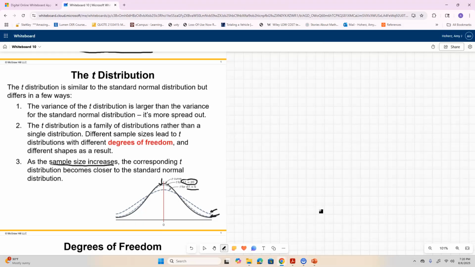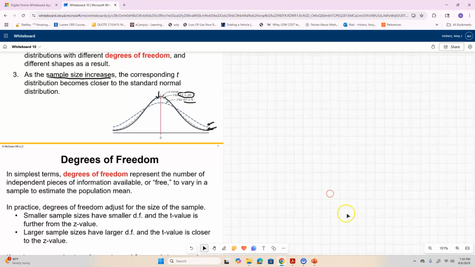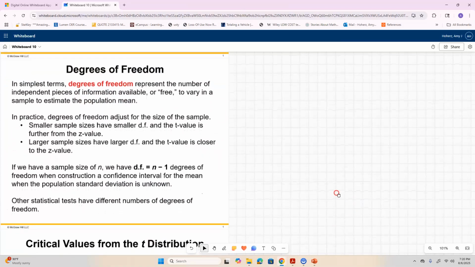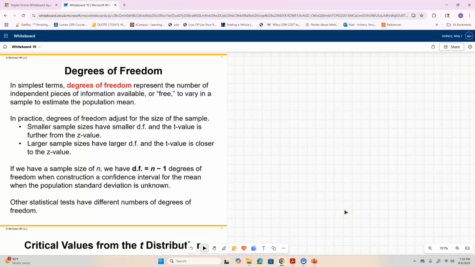So how do we use it? Well, when we're using the T distribution, we utilize something called the degrees of freedom. We're not going to go into a lot about what degrees of freedom are, but in simplest terms, degrees of freedom represent the number of independent pieces of information available that are free to vary in a sample to estimate the population mean. Again, we're not going to go into that in too much detail. Don't stress about it. We'll learn how to find the degrees of freedom, but you don't have to worry so much about what it means.